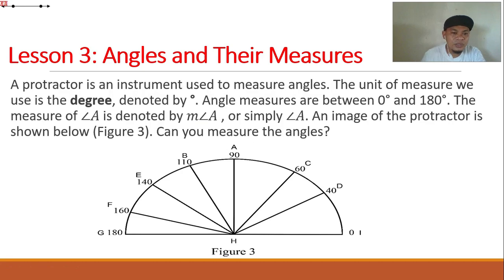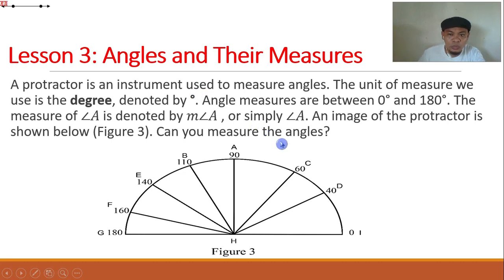Okay. So, still on lesson 3, angles and their measures. A protractor is an instrument used to measure angles. Alam naman natin kung ano yung protractor. This one, figure 3, this is a protractor. The unit of measure we use is the degree. Di ba? Denoted by this one. Ito pa yung symbol ng degree.